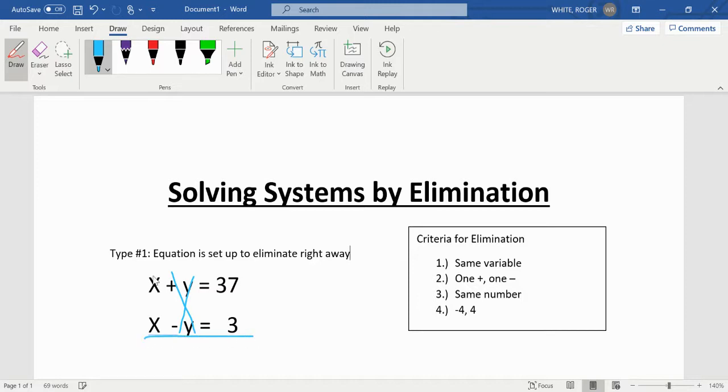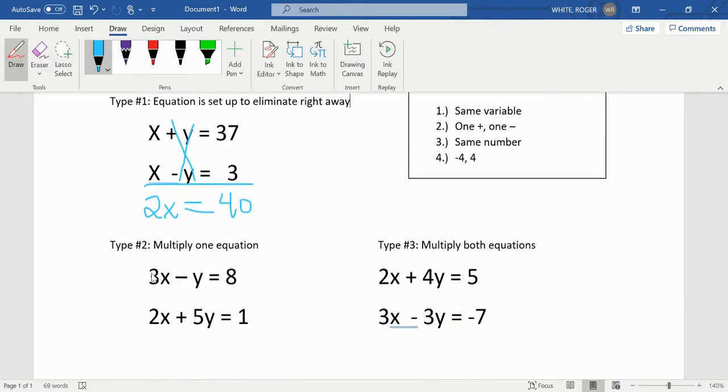And then what we would do for the first step is then just do an addition. So x plus x is 2x is equal to 40. And then we would figure out quickly that x is equal to 20 and go ahead and solve the problem. So the elimination step here, again, is that we had a positive and negative variable that had the same coefficient number. Now let's look at the second type of problem.